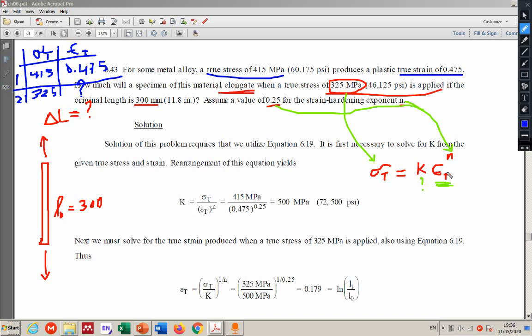It will be sigma t over this one. Now we're going to use the first case to find k. Why? Because k is constant.